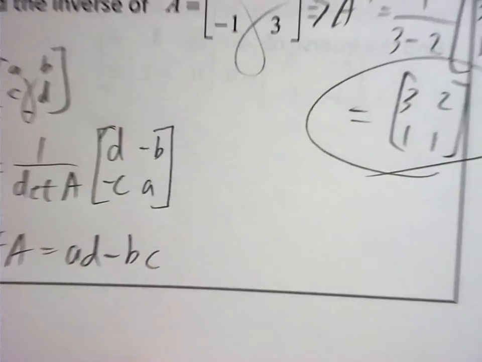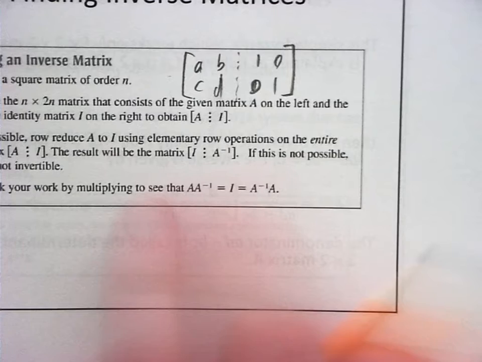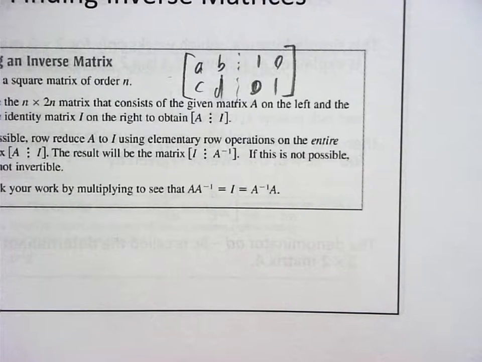Personally, I just go this route. If you want to, that will work. If you use Gaussian elimination and get it down to this, that will work. I like the other way better. That's going to be up to you.